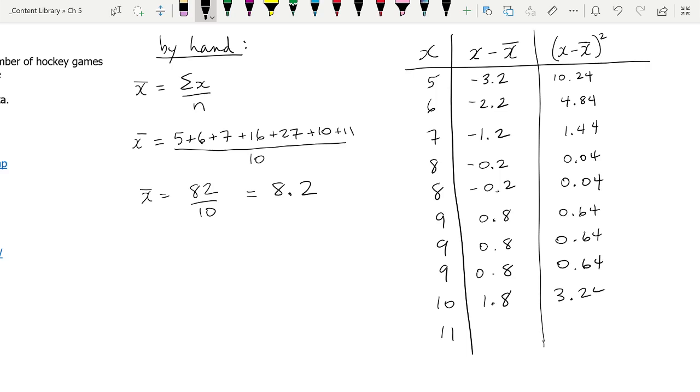Just thought I'd double check that. Haven't squared 18 in a while. And 11 minus 8.2 is 2.8. I've got to admit, I don't think I know what 28 squared is off the top of my head, so I've got to punch that one in. 2.8 squared is 7.84.